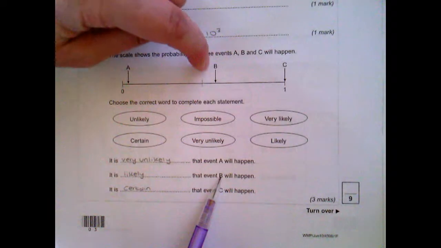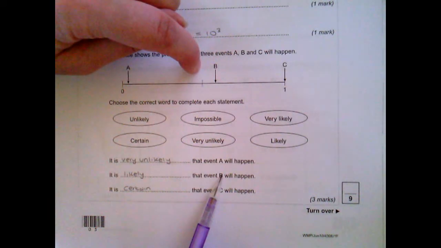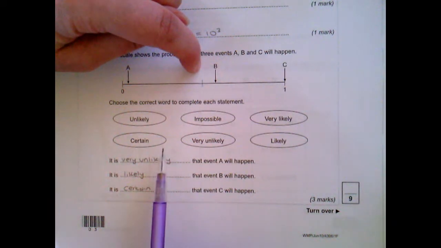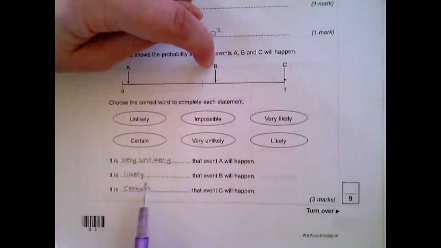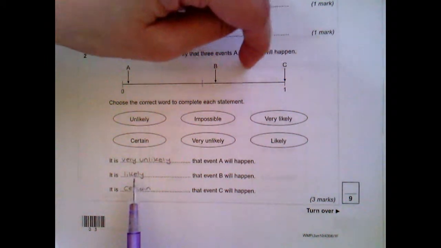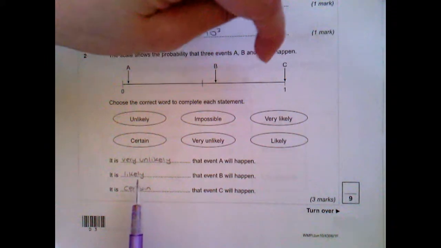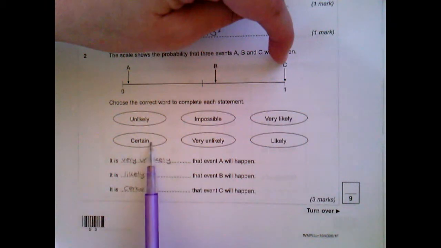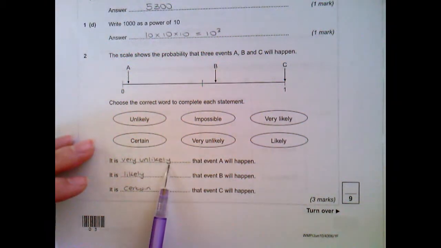Then event B, it is past halfway, so it's more than, well, there is no evens there. So it would be more than halfway, so it would be likely there. Not very likely would be further on up the scale somewhere. And C is right at the end, so it is certain. So very unlikely, likely, and then certain.